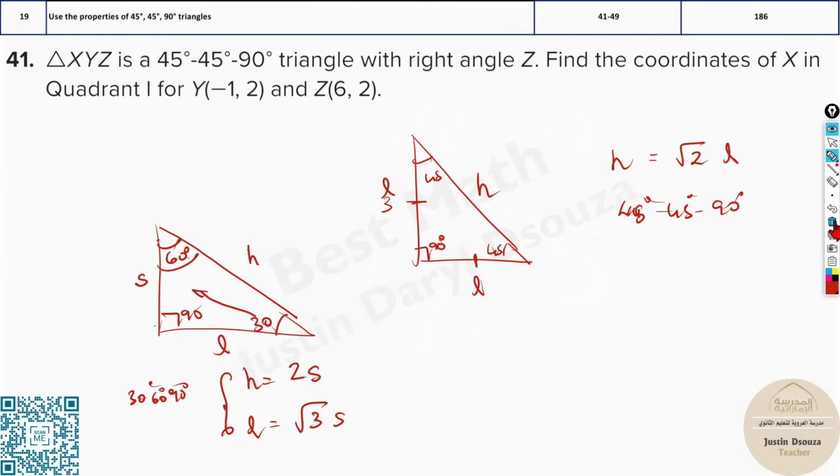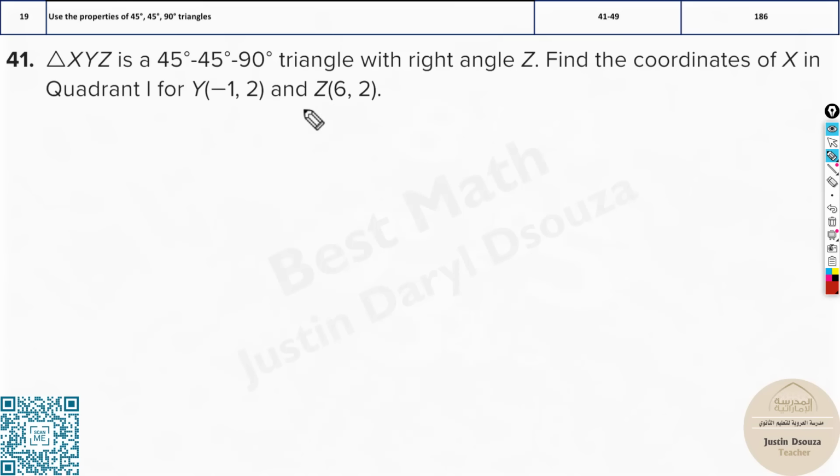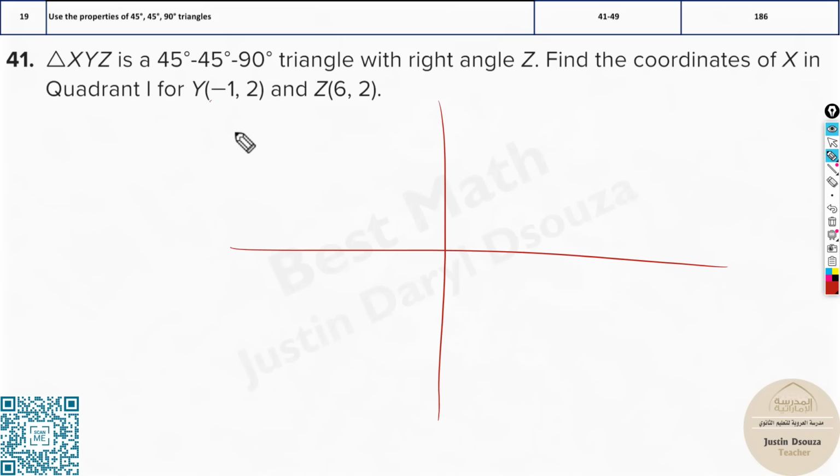But the first one has various ways to solve. Here they have given you: find the coordinate x, which is in the first quadrant. Y and z values are given. If you don't like any of the formulas, only for this particular problem, let's start plotting it out. Y is (-1, 2), somewhere over here. That's the first point, y. Then z is (6, 2), somewhere over here, at the same height. That is z.